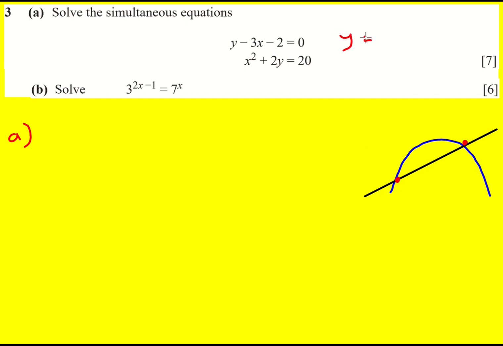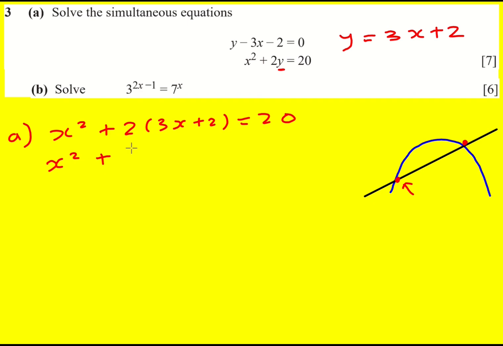It's to make y the subject. In this case, you can make x the subject, but then you get fractions, so much better to do y. y is 3x plus 2. And because where they intersect, they have the same y values, we can just replace that y by 3x plus 2. So x squared plus 2 times (3x plus 2) is going to equal 20. Therefore, x squared plus 6x plus 4 is going to equal 20. I can minus the 20 to make it minus 16.